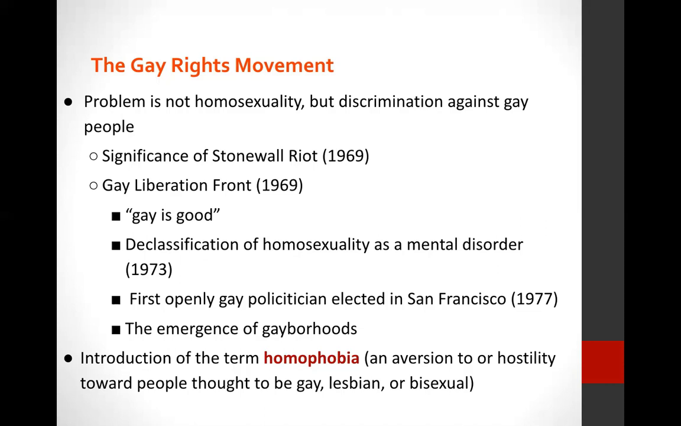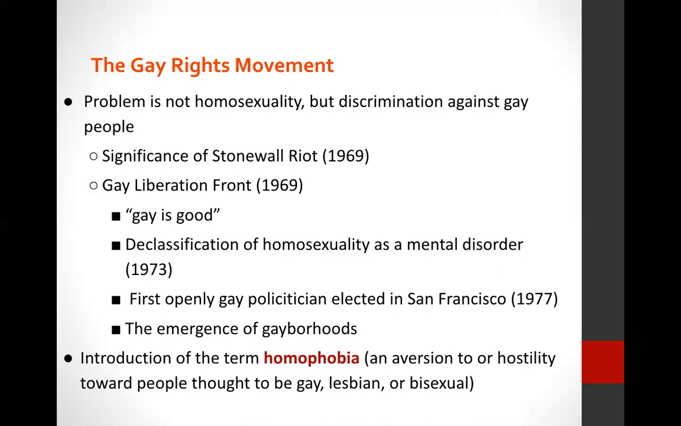And there were some successes, right? Homosexuality was declassified as a mental disorder in 1973. Before that, it was right there in the DSM, for all of my psychology people. So people would be diagnosed as having a mental disorder if they were homosexual. And they eliminated that in 1973.